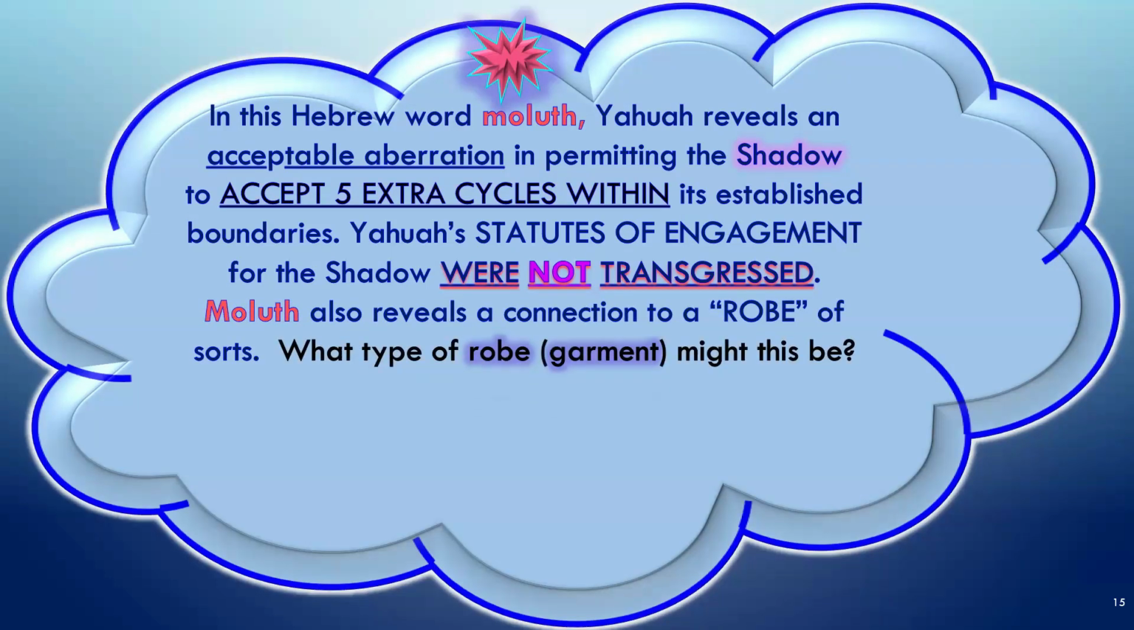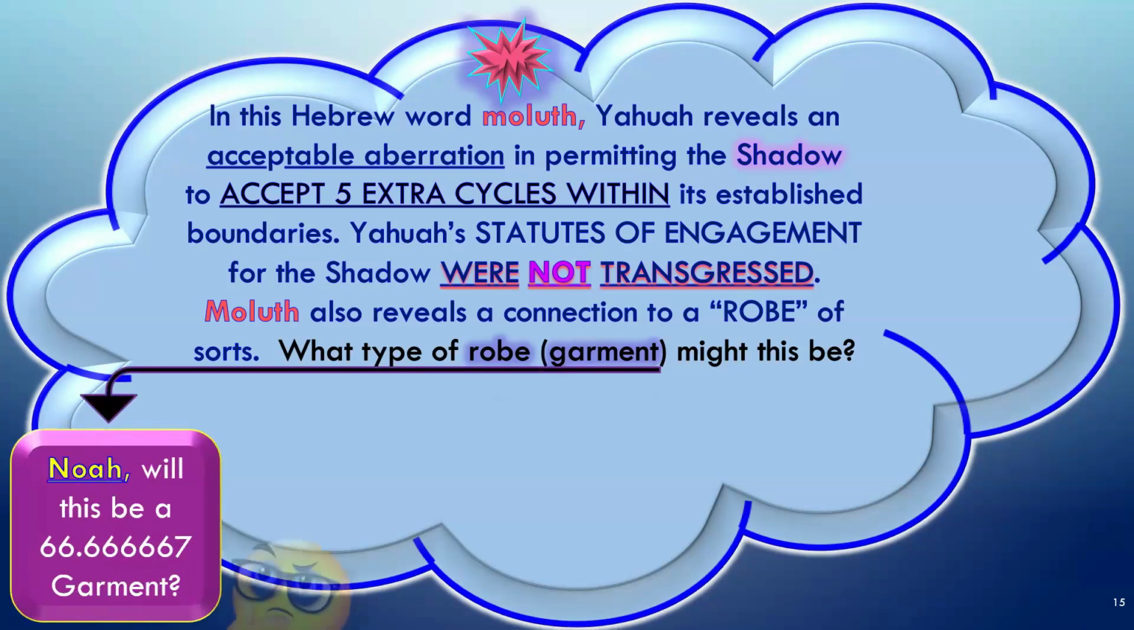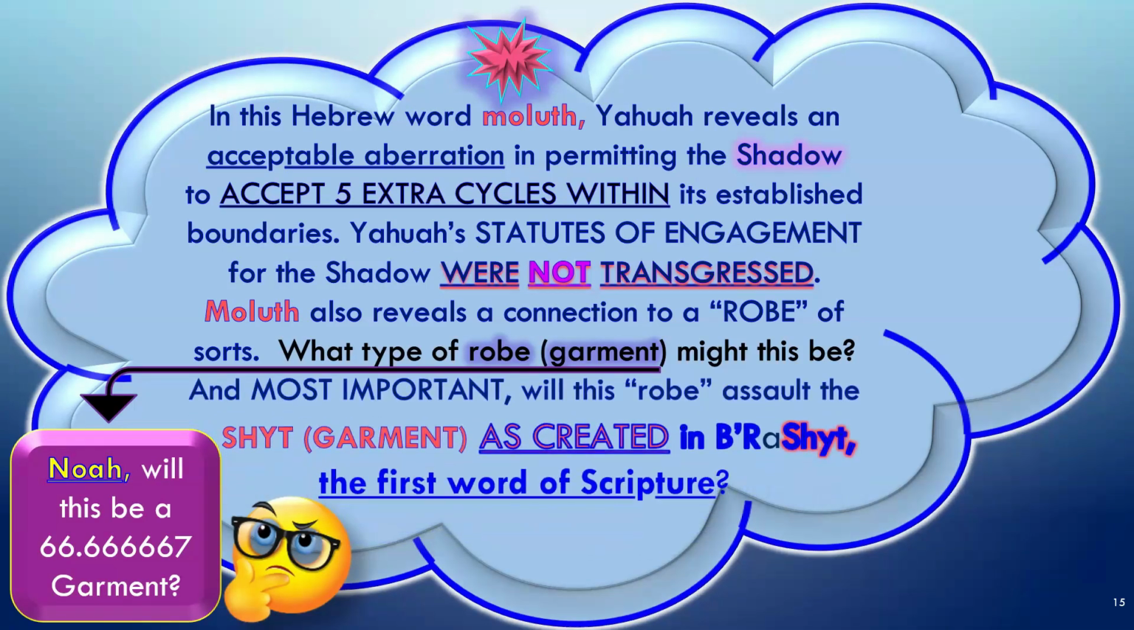Moluth also reveals a connection to a robe of sorts. So what type of robe, what type of garment might this be? Asking Noah, what type of garment might this be? Noah, will this be a 66.666667 garment? Could it be? And what type of garment is that? Well, we're going to find out later on in this study.